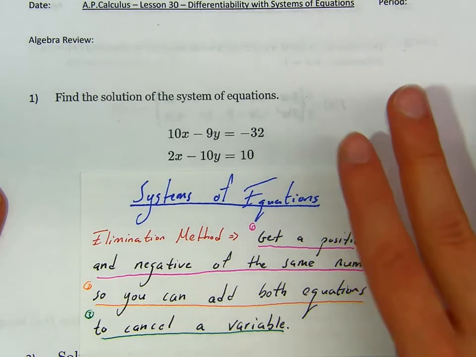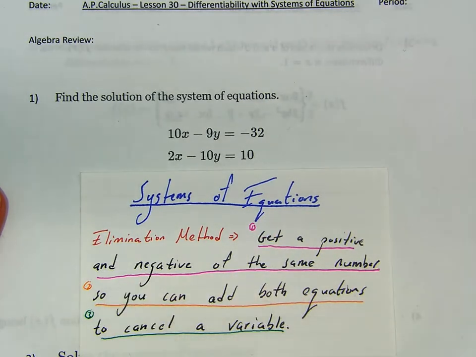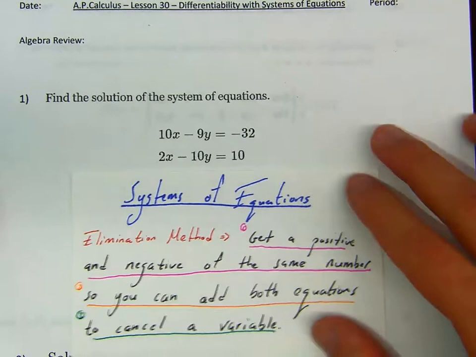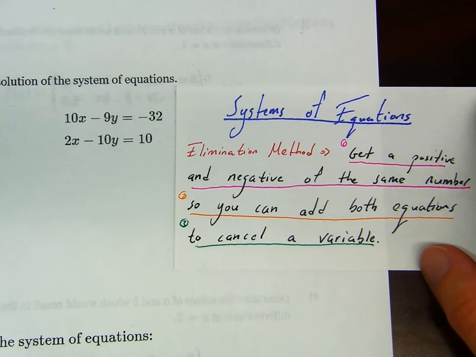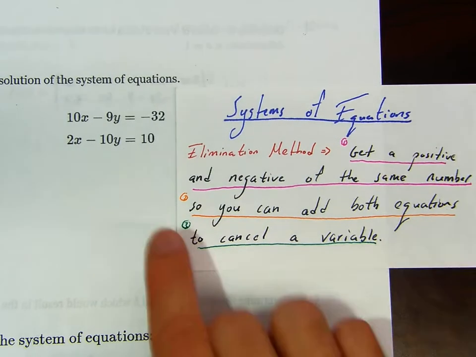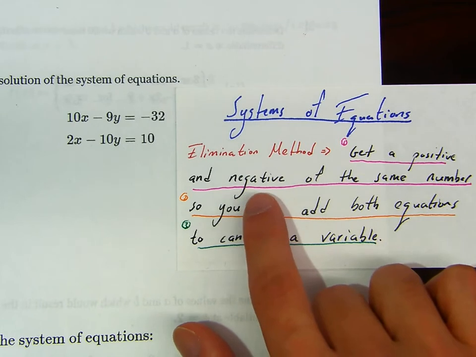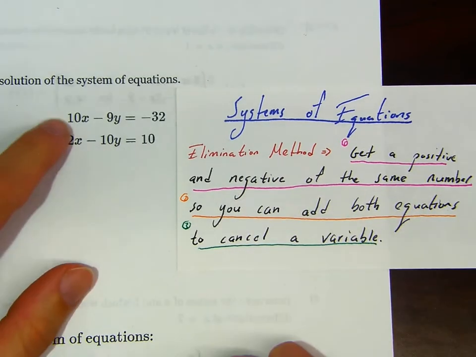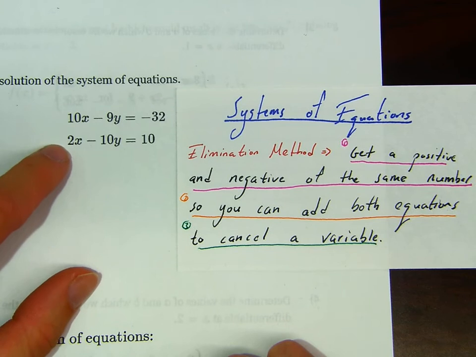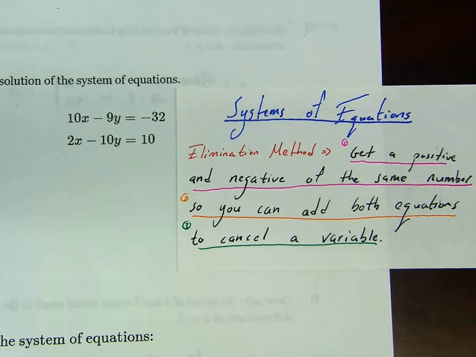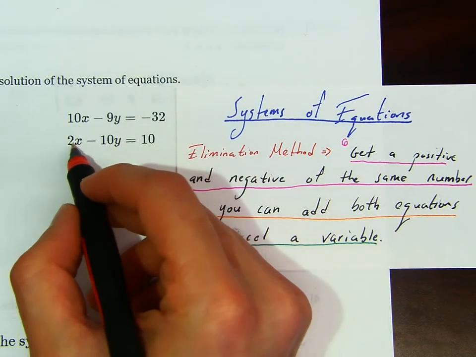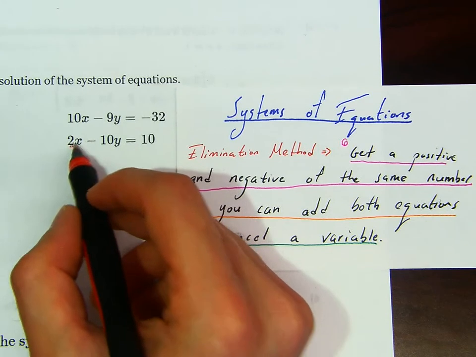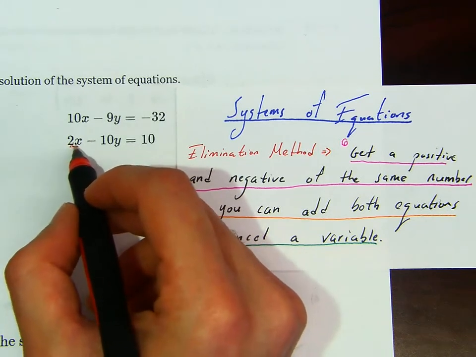We'll break this into three parts: 1, 2, and 3. If you want, just write this down for a quick second, or you can see it over here. Let me move my camera angle. First, step 1 says get a positive and negative of the same number. I have a 10x over here and a 2x over here. If this is a positive 10x, I wish this was a negative 10x. So how can I make this 2x become negative 10x?